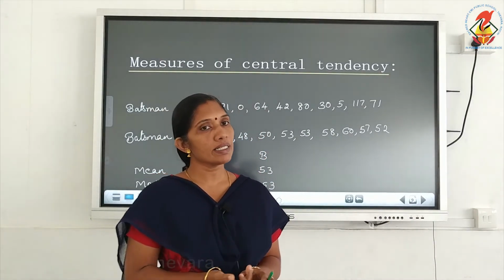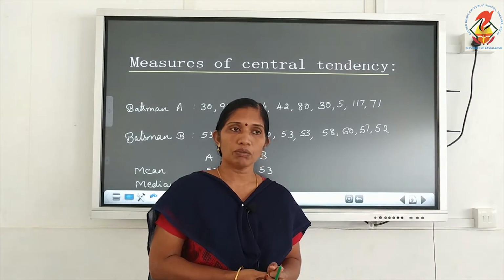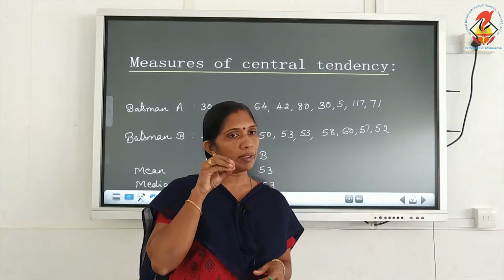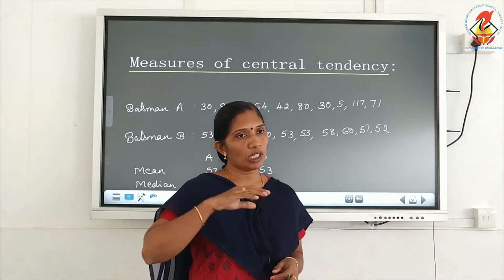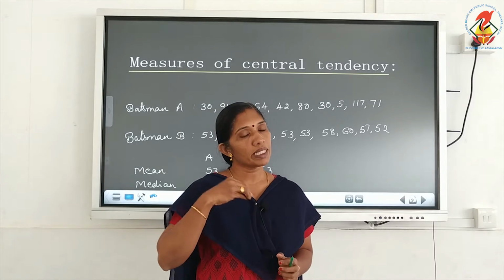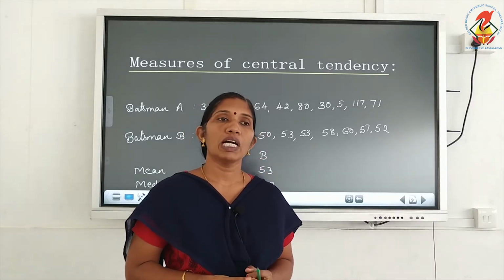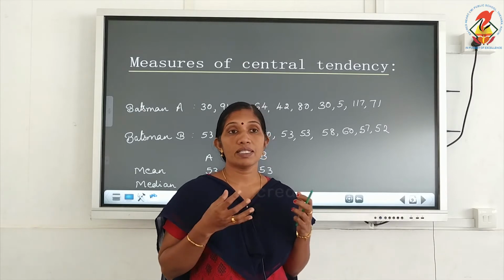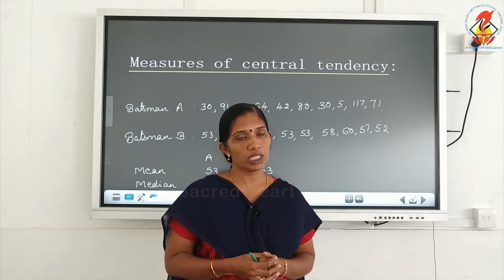Mean, median and mode. Mean means sum of the observations by number of observations, and median means the middlemost value. Which value repeats more? That is known as mode. But for better interpretation, we have to consider the variability, or how much data is scattered. That also we have to consider.